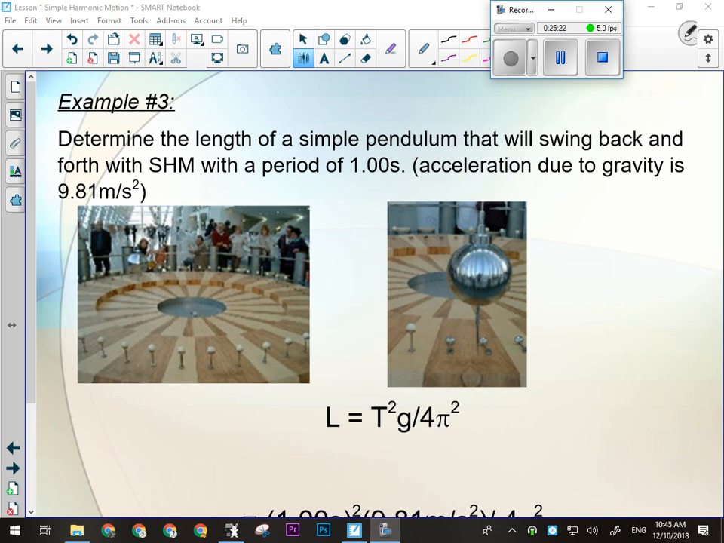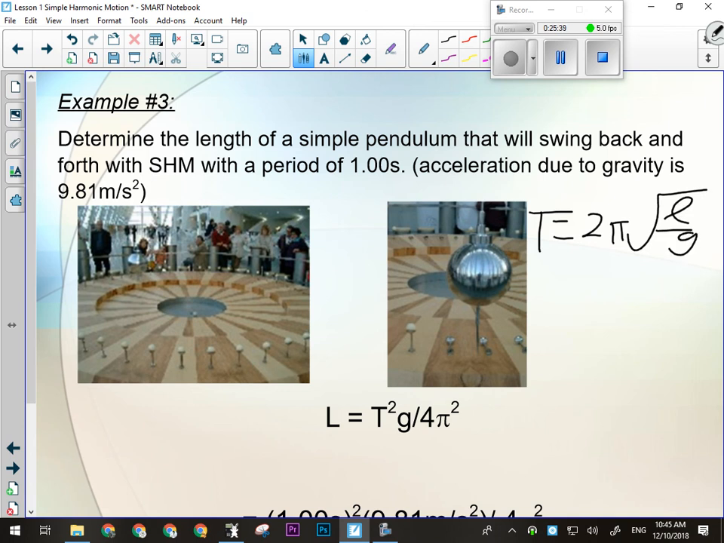Okay, so let's have a look at this one here, guys. Here's what we're given in this question. We're told what the period is, so we have T = 1 second, and we have g = 9.81. So we have to manipulate T = 2π√(L/g), but we need to manipulate it for L.